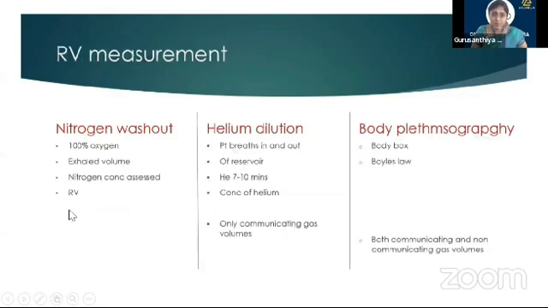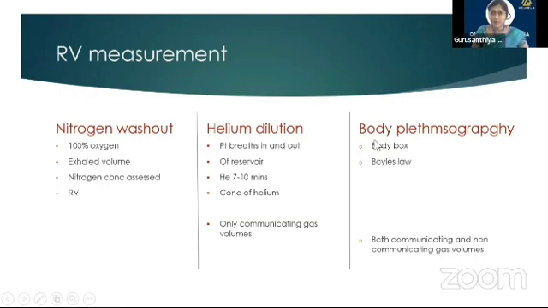Coming to residual volume measurement, we measure it by three methods. In nitrogen washout, you ask the patient to inhale 100% oxygen and the exhaled volume is measured for nitrogen concentration, and that helps to measure the residual volume. In the helium dilution method, the patient breathes in and out of a reservoir which contains a known amount of helium over 7 to 10 breaths. The concentration of helium is noted, and the dilution across the respiratory pathways gives only the residual volume which is communicating, that is, participating in gas exchange.